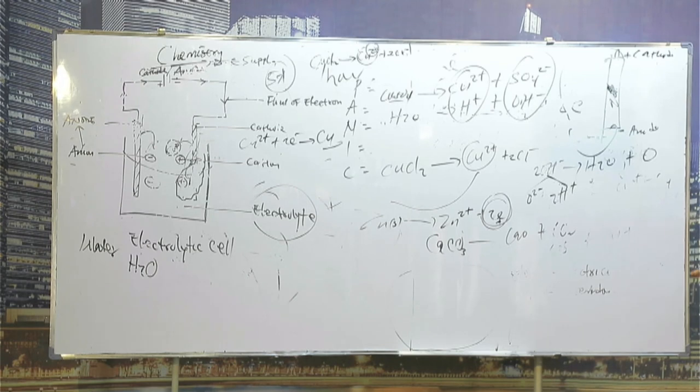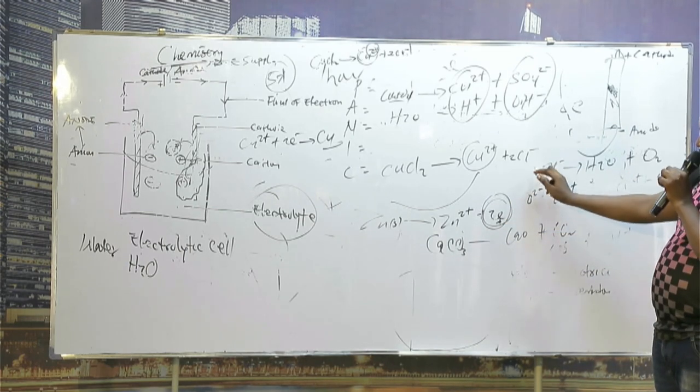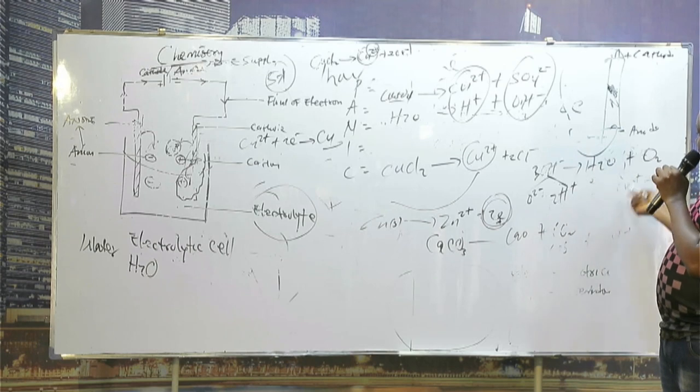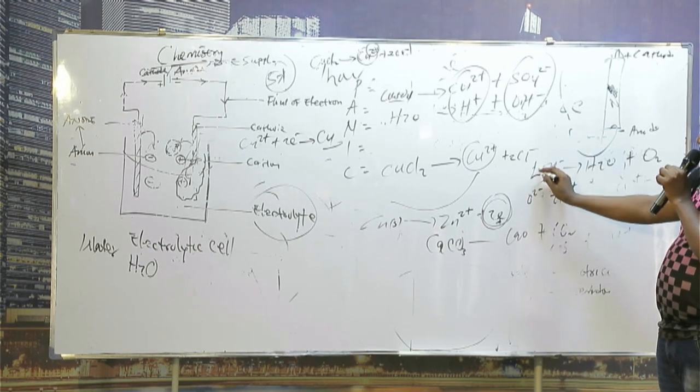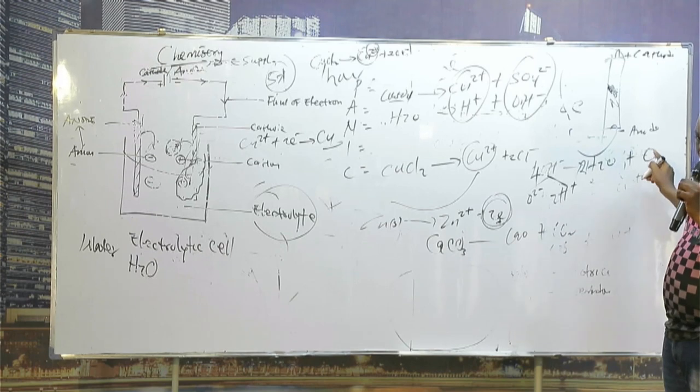I have to do something. If I try 2, 2 can no longer be here. If I try 3, 3 cannot be here. If I try 4, yes. Since this is 4, if this is 2, H is balanced. This is 4, O is 2, O is 2, balanced.